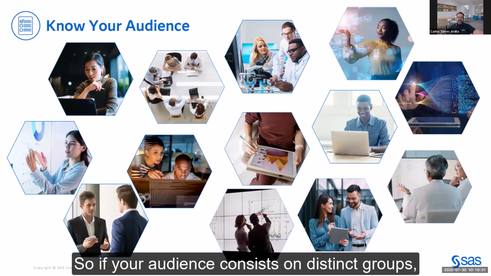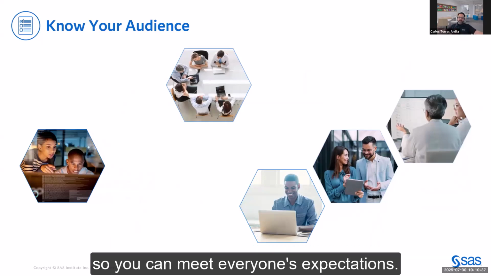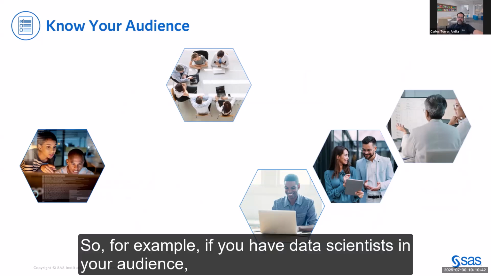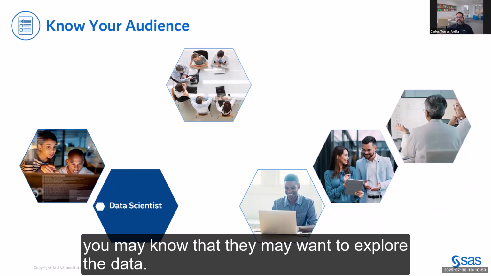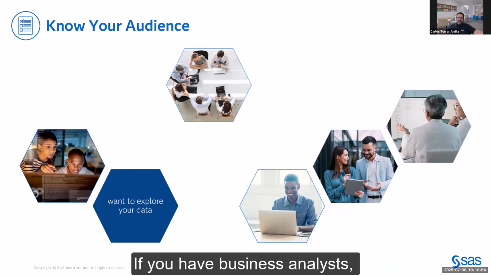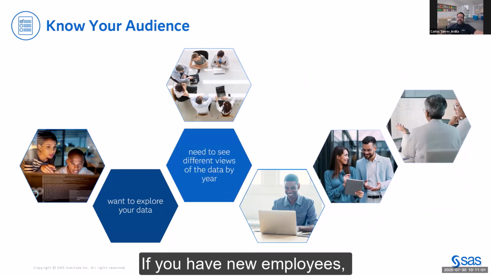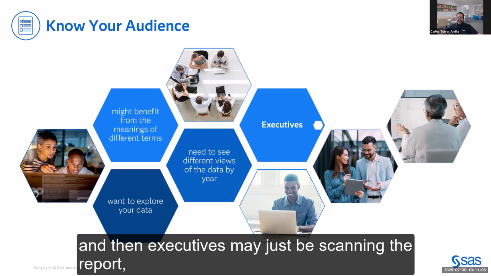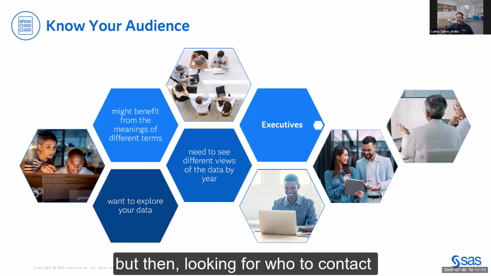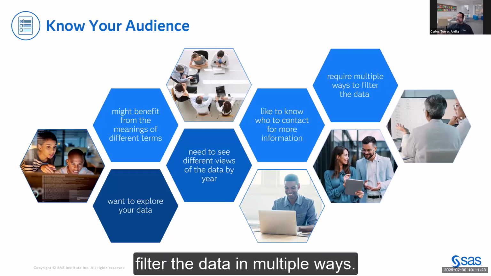So if your audience consists of distinct groups, you might want to consider individual requirements and constraints before, so you can meet everyone's expectations. For example, if you have data scientists in your audience, they may want to explore the data. If you have business analysts, maybe they want to see different views of the data by year. If you have new employees, they might benefit from the meaning of different terms. And then executives may just be scanning the report, but looking for who to contact for additional information. And then you have your researchers, maybe they want to filter the data in multiple ways.